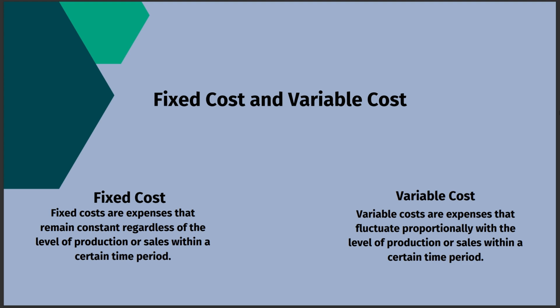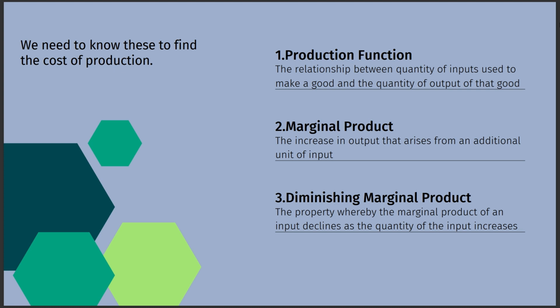Variable costs are expenses that fluctuate proportionally with the level of production or sales within a certain time period. Variable costs increase as production rises and decrease as production falls. We need to know these three things to find cost of production: production function, marginal product, and diminishing marginal product.